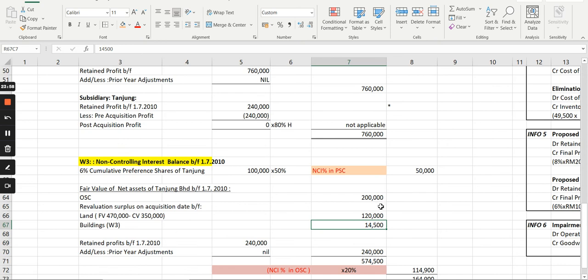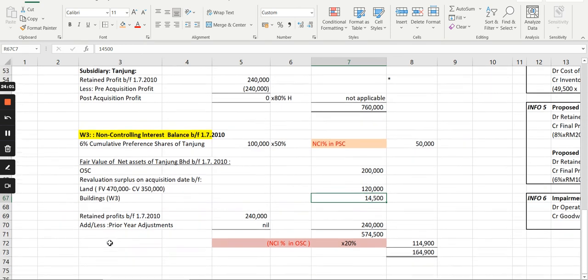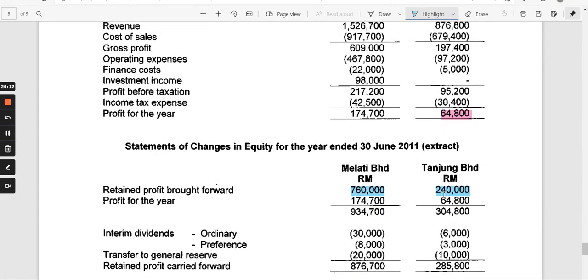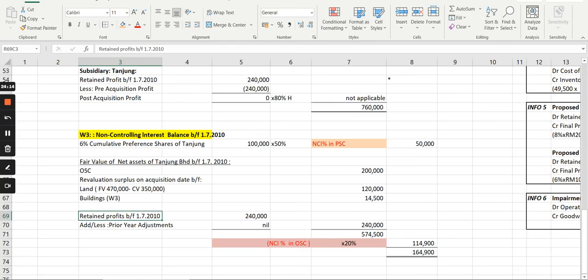So 120 and 14,500. Then we proceed with the retained profit brought forward, because this is as at 1st of July. So you will take that in the statement, 1st of July, this one, 240,000, and do any adjustment, but you don't have any adjustment because this is not applicable since the date of acquisition again is at the beginning of the year. So therefore you have 240,000.